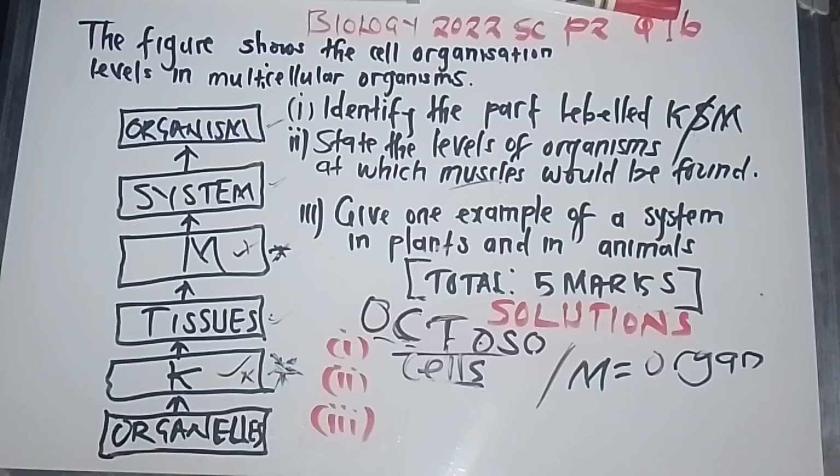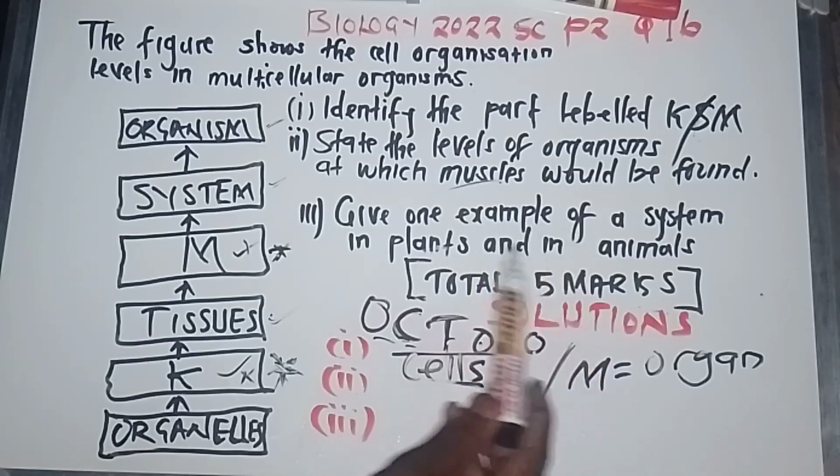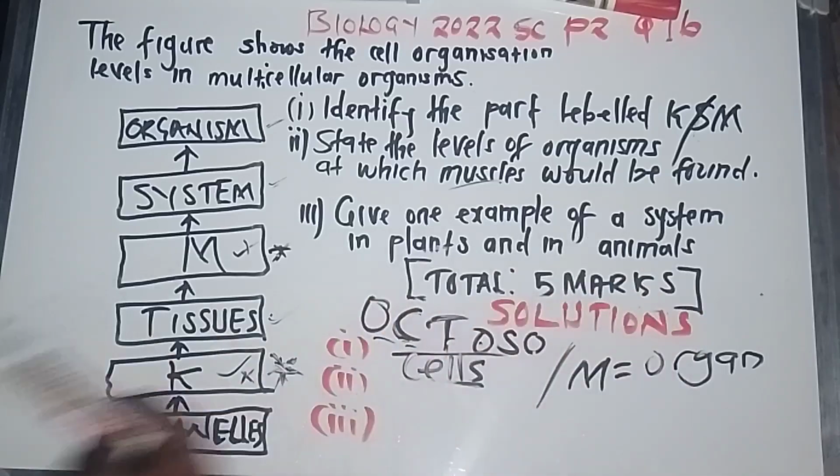What is the third question? We have been told to give one example of a system in plants and in animals. Give one example of a system in plants and in animals. I think this is a simple question.